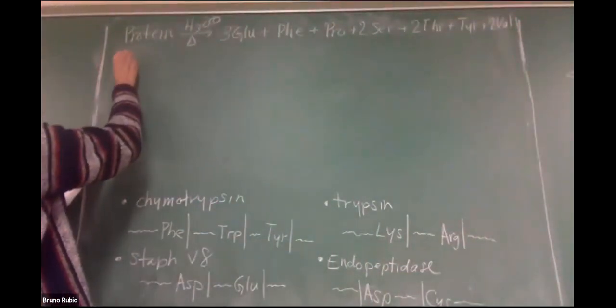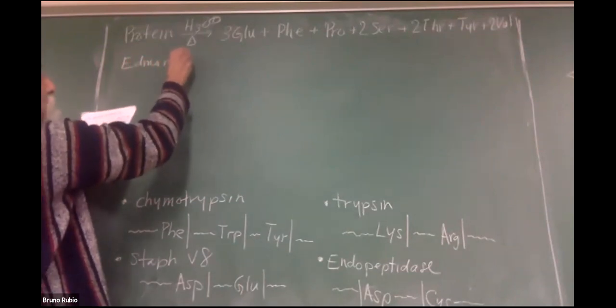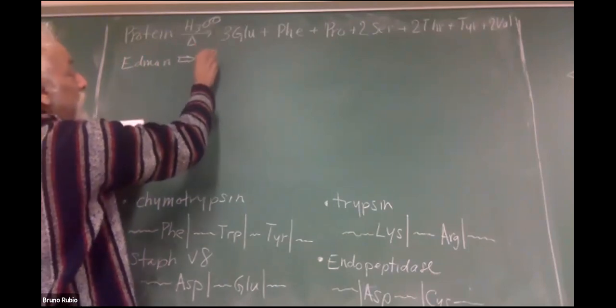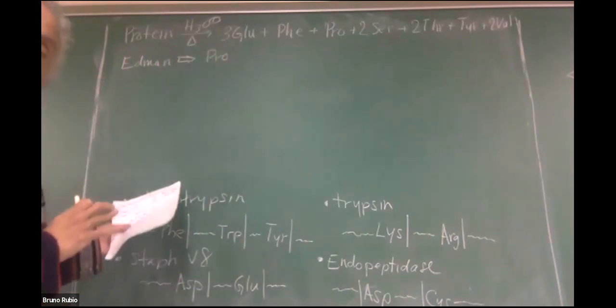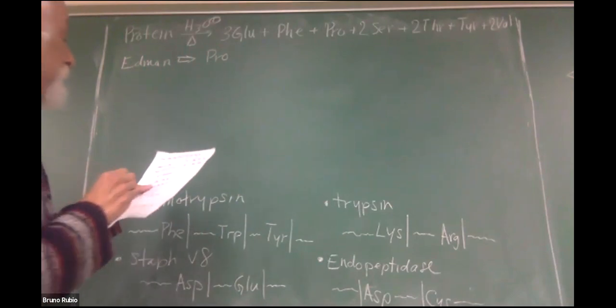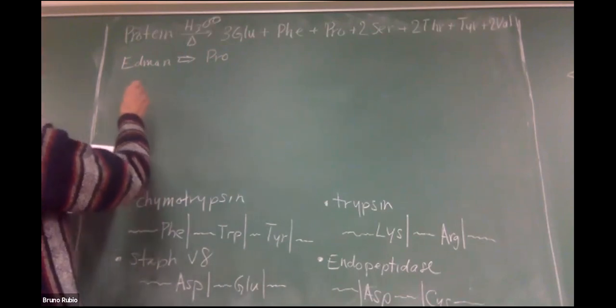Okay, we took the Edman reagent, and the Edman reagent liberated proline, right? So this is telling us what our first amino acid is.